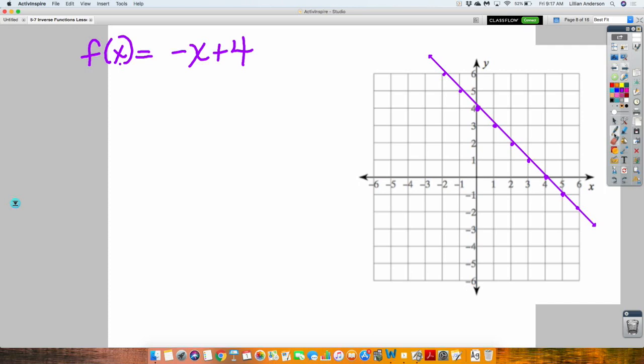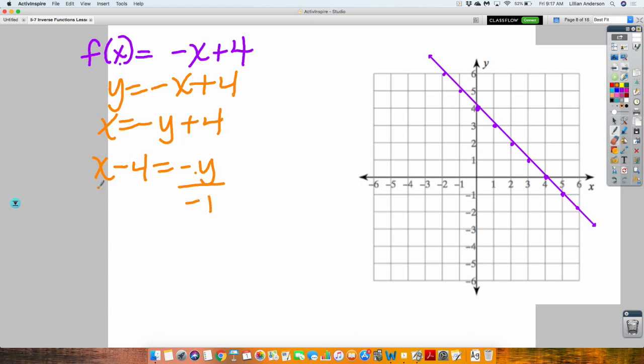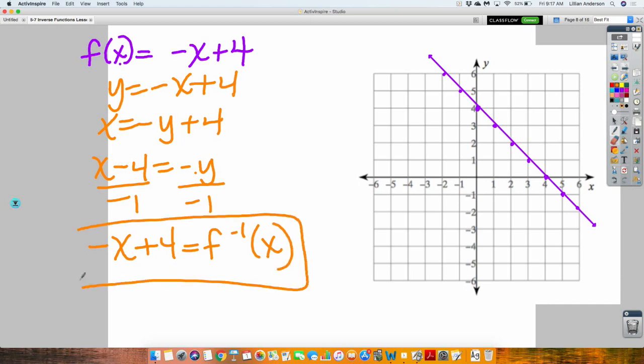It looks like a lot of you guys found the inverse function, right? So you replaced f of x with y. You switched x and y. Subtracted 4. Then divided everything by negative 1. And it looks like you got to the point where you were like, hey, wait a minute. X divided by negative 1 is a what? Negative x. And negative 4 divided by negative 1 is a positive 4. The inverse is the same as the original function.